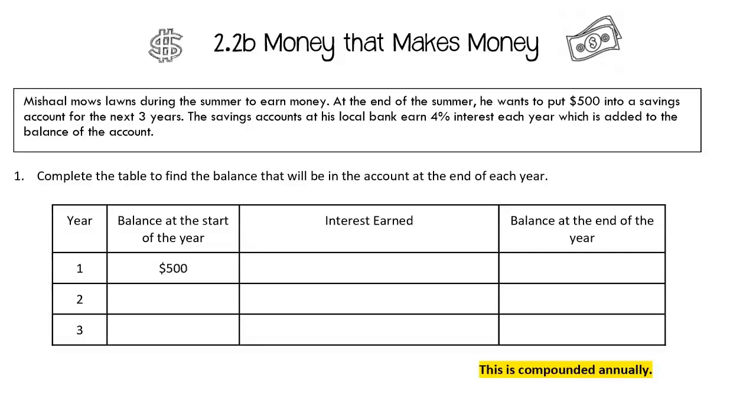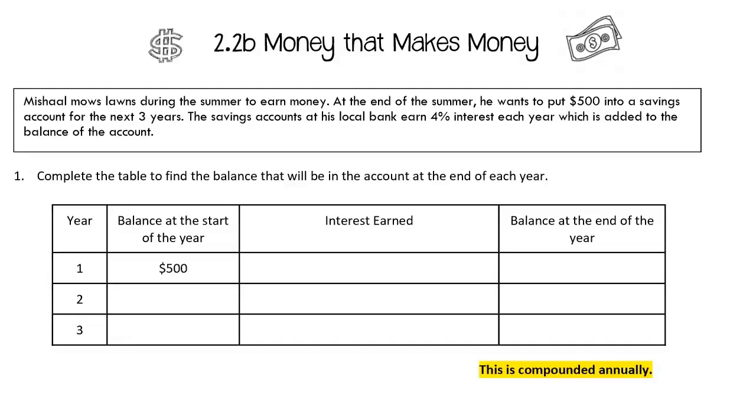This first problem says Michal mows lawns during the summer to earn money. At the end of the summer, he wants to put $500 into a savings account for the next 3 years. The savings account at his local bank earns 4% interest each year, which is added to the balance of the account. Complete the table to find the balance that will be in the account at the end of each year. I'm going to go ahead and get us started with the first year, and then I'll have you continue.